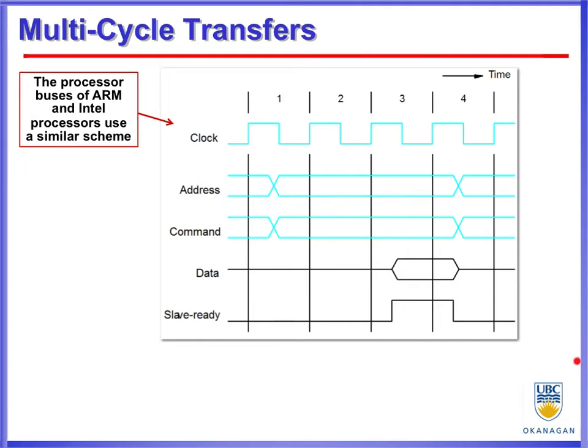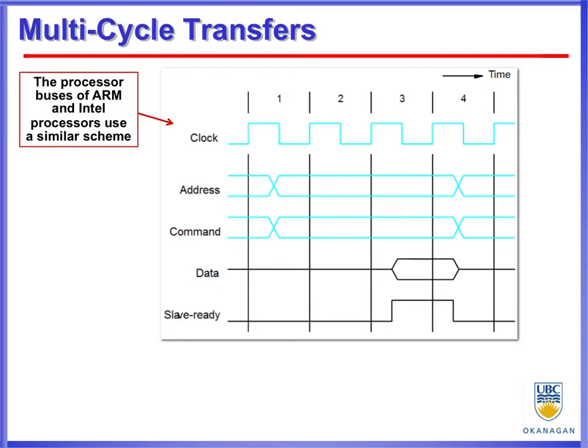But if the device is faster, say we got a really fast device, it decodes here, and it takes almost no time to get that data onto the data bus, maybe it asserts the slave ready here, in which case the processor is going to read the data in on this clock edge instead of this clock edge.